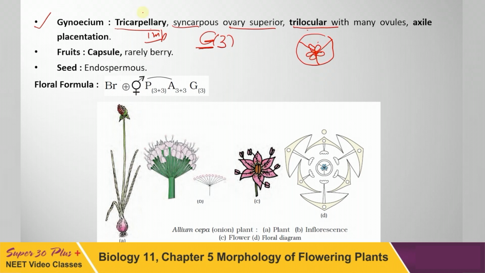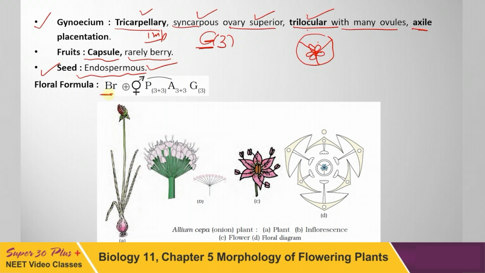So here, gynoecium is tricarpellary, syncarpous, ovary is superior, trilocular. All these are important characteristics. Ovules are many. Placentation is axile placentation. The fruit may be a capsule, meaning it can burst, or rarely a berry. The seeds are as usual endospermic, because in most monocot plants the seeds are endospermic.